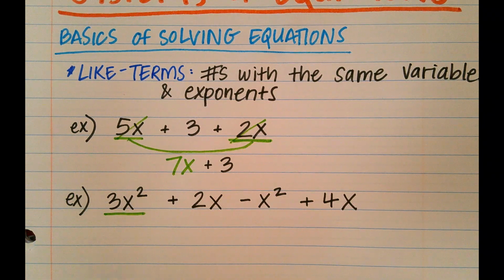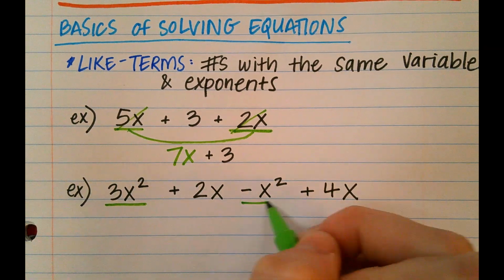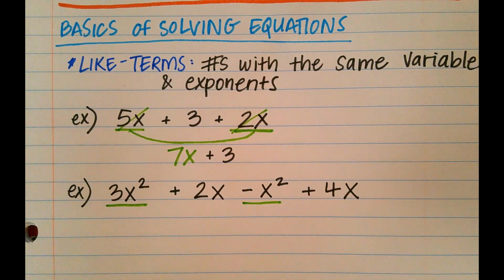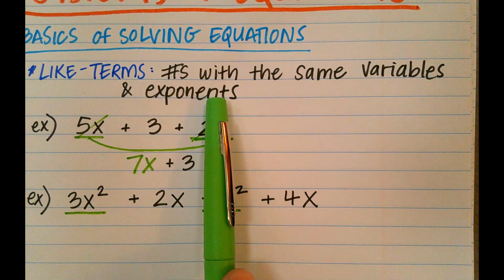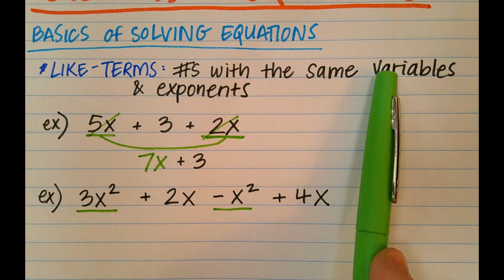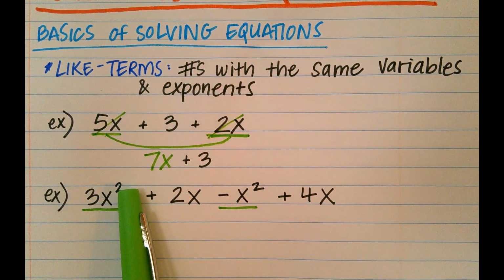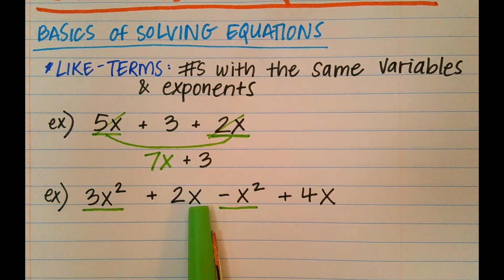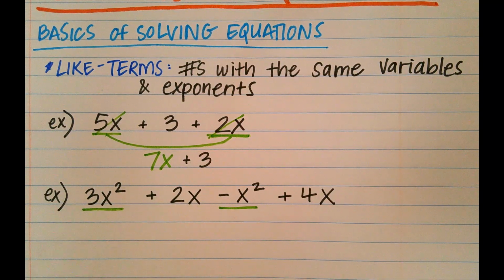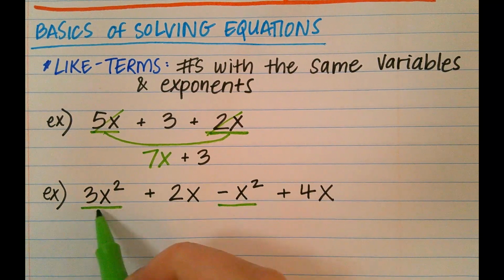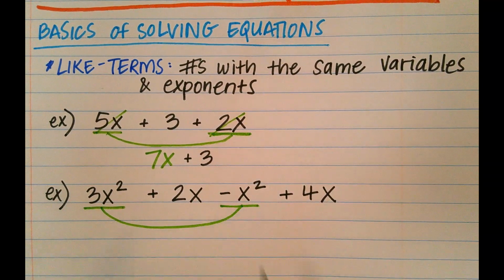Negative x squared. Good. Now they all have x. Why can't I combine them all? Some of them are squared. Yeah, some of them are squared and some of them are not. That's where that second part of the definition comes in. They have the same variables and exponents. This has an exponent of 2. This has no exponent. I cannot put those together. But these both have an exponent of 2, so I can do that.